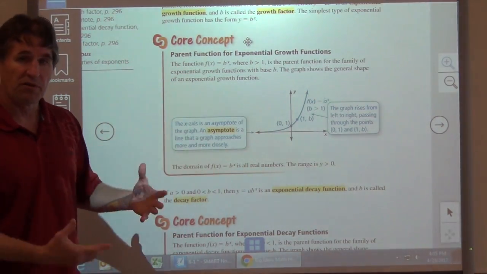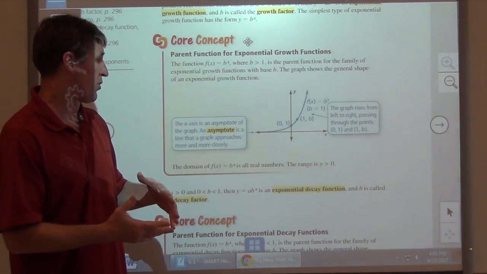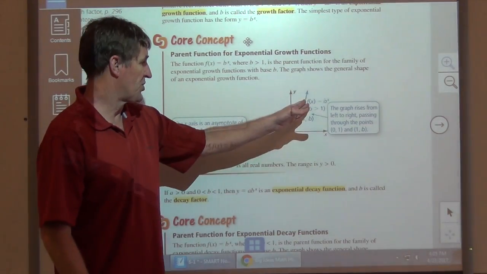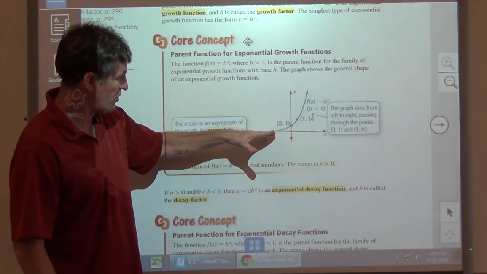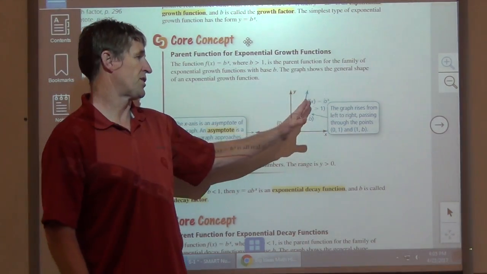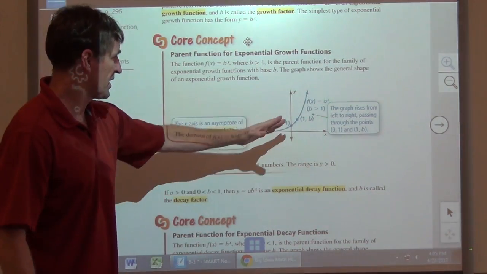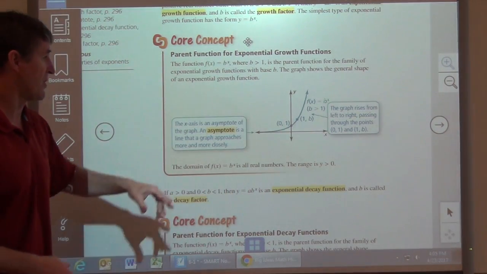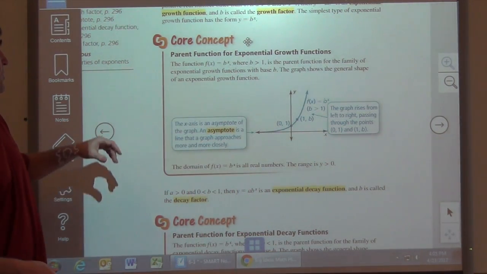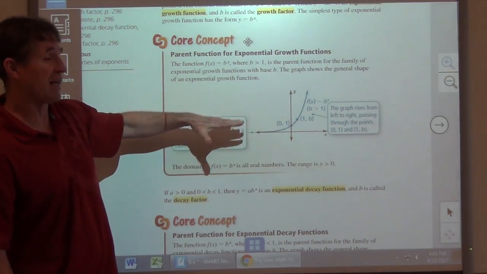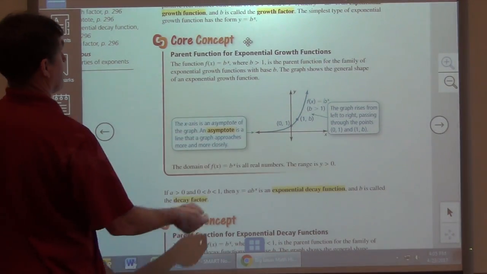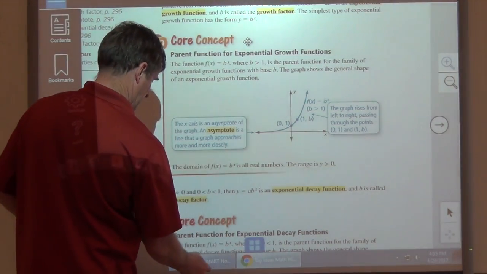An asymptote, we've talked about that before. Remember, an asymptote is a line that the graph approaches but never crosses. And on this you can see it's going to get closer and closer to the x-axis, but it's never going to cross it. This way it's going to go up forever, but it's going to get closer and closer to the x-axis on this parent function as we go to graph this. So that again is an asymptote, a line the graph approaches but never crosses. So if we go back.